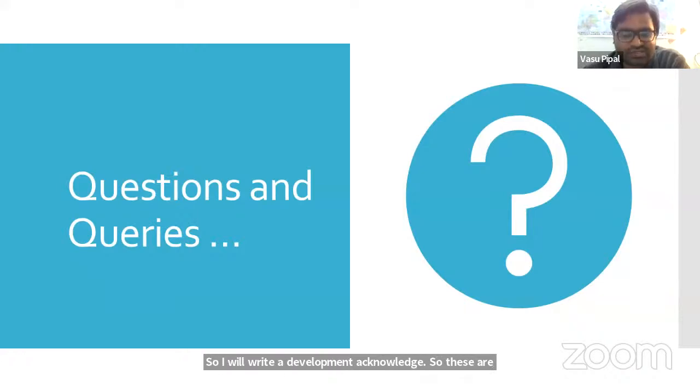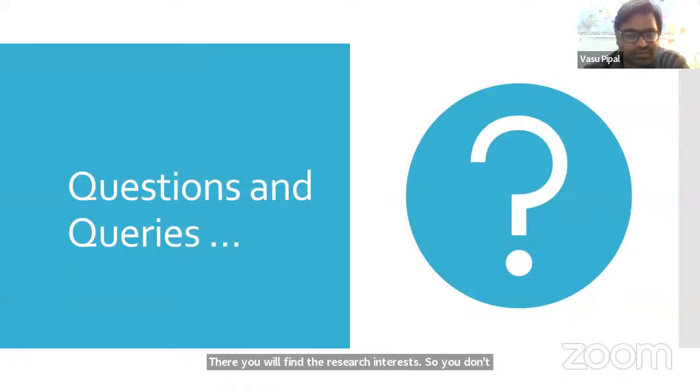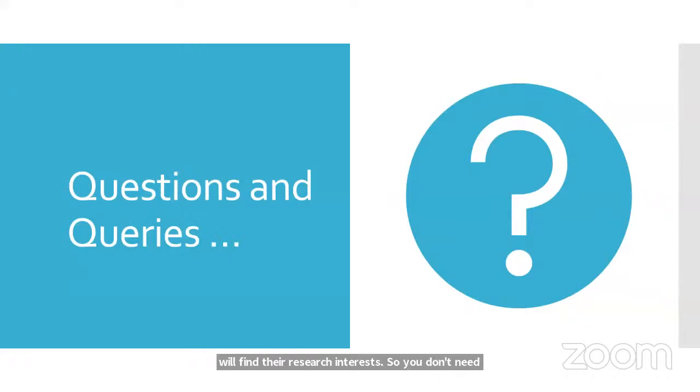So you can just screen through the website and the profiles of the faculties. There you will find their research interests. You don't need to limit yourself to only those interests, but just make sure that you are somewhere around those areas, because that will help your SOP. I hope I have answered you. Okay. Thank you.